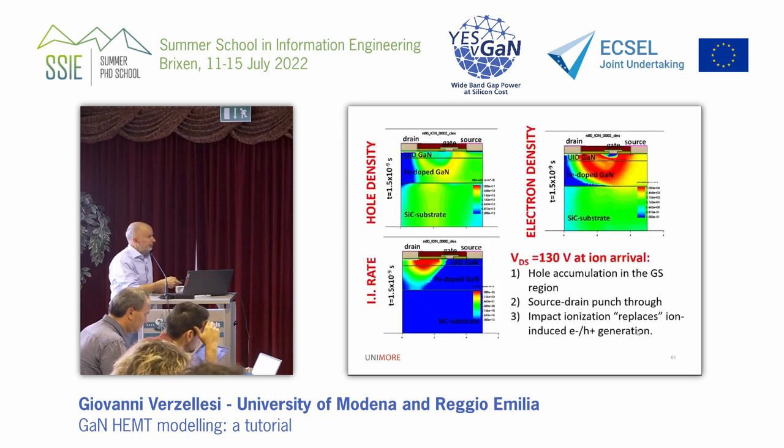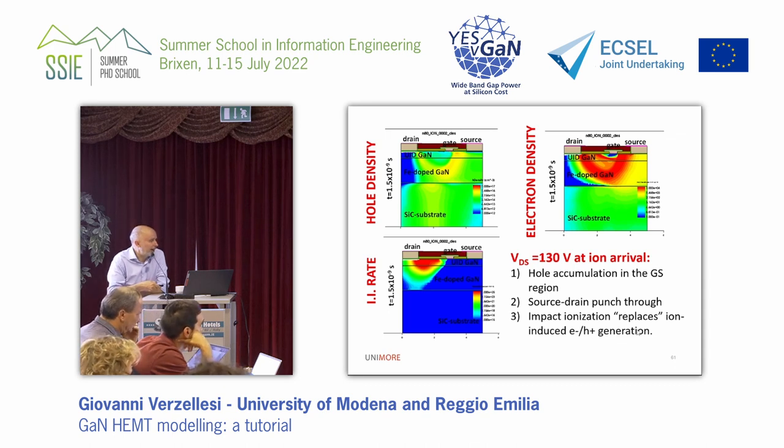And finally, the picture of a device when this kind of ion-induced breakdown is triggered at this voltage. At ion arrival, this is the picture of the device, hole density. These are the holes going to the source. They are generated here. The drain is on the left, sorry. Generated here, and they go to the source. Okay, this is the electron density, the increased electron injection from the source as a result of a potential barrier decrease induced by the generated holes, and this is the breakdown, a very large impact ionization rate at breakdown.